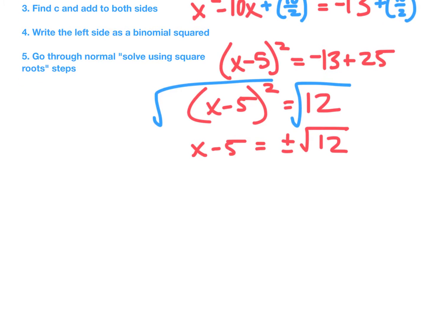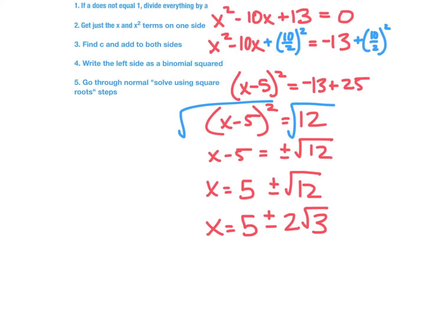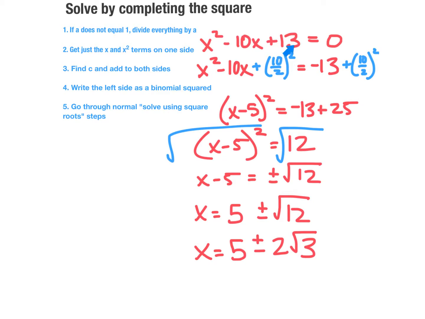Let's focus in on this a little bit more. X equals, move the 5 over, plus or minus the square root of 12. And we remember from simplifying square roots that 12 has a perfect square in it of 4. So you can pull out the square root of 4, and you have 2 square roots of 3. So going back through this problem, we moved the 13 to the other side, completed the square by adding our c, wrote it like this. Now that I have just an x, right, I can use square roots to solve.